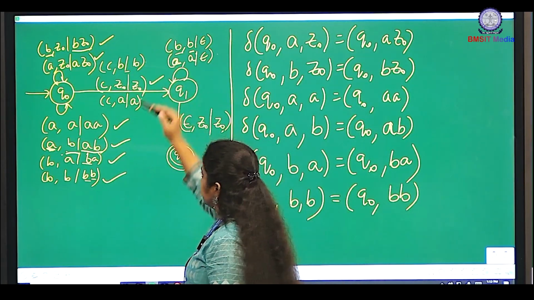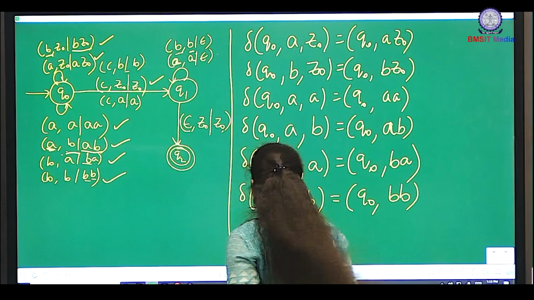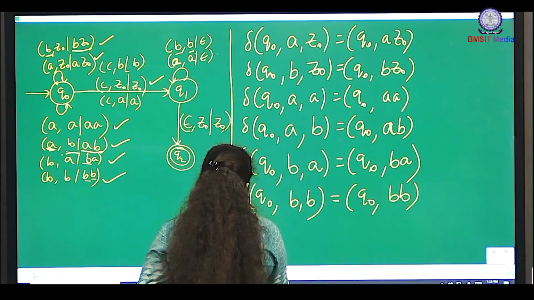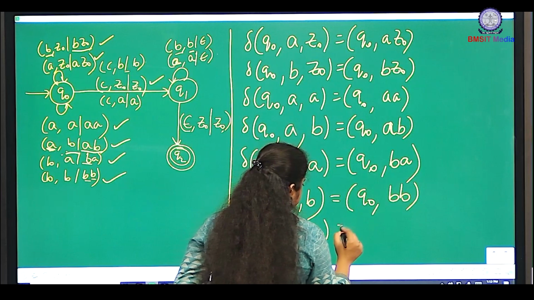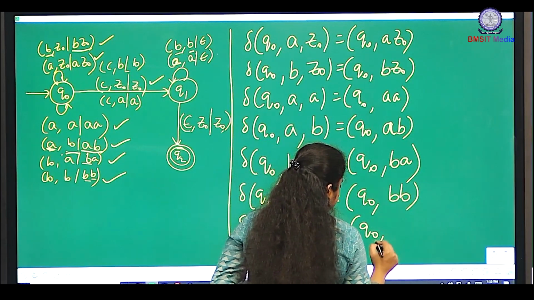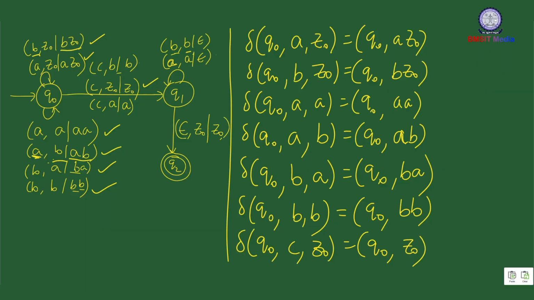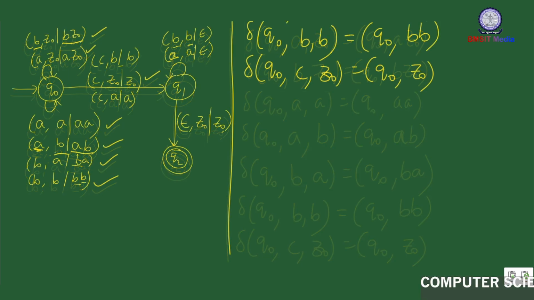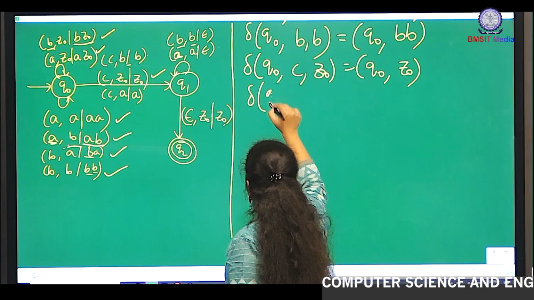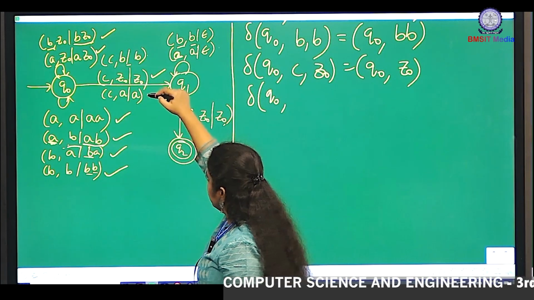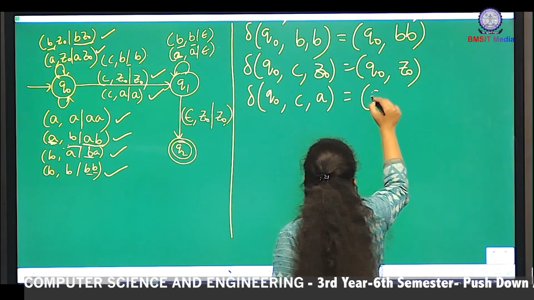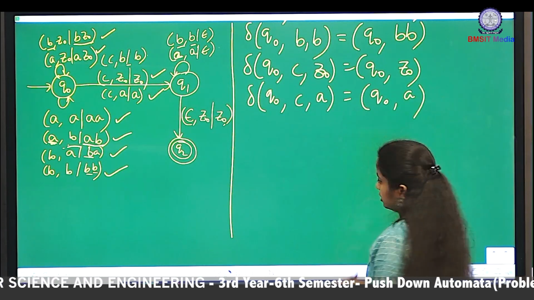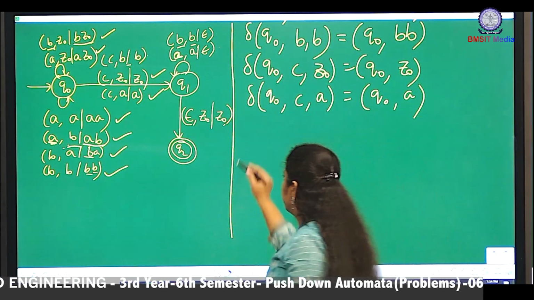So, next you have these three transitions. If you read C upon Z0, you have to keep the stack as it is. So, you will write the transition for it, Q0, C, Z0, Q0, Z0. So, next delta Q0, this C, keep A as it is, no changes to the stack.